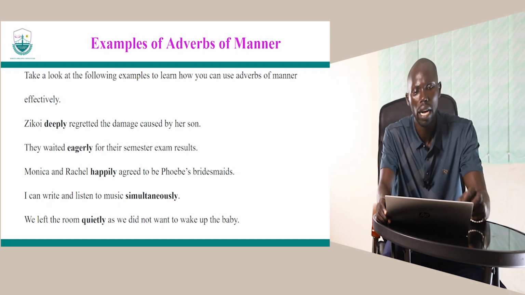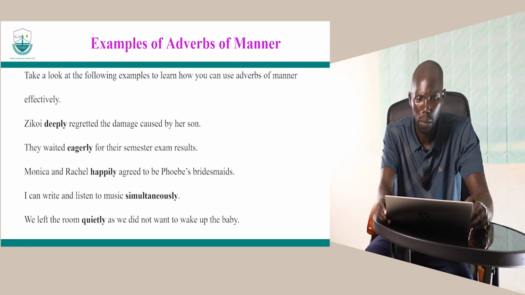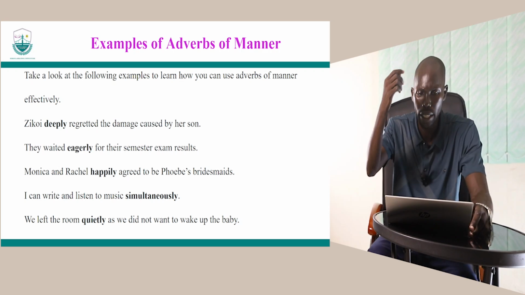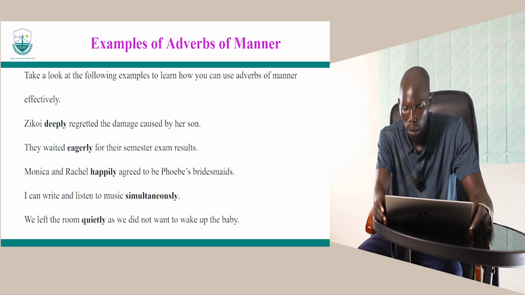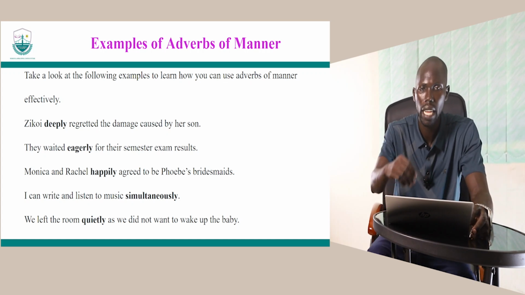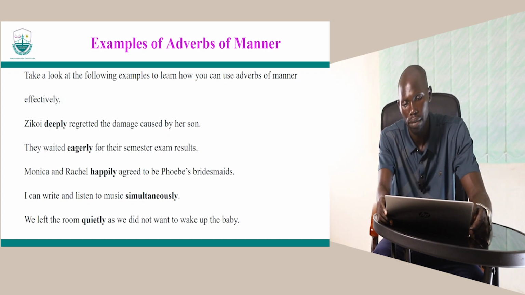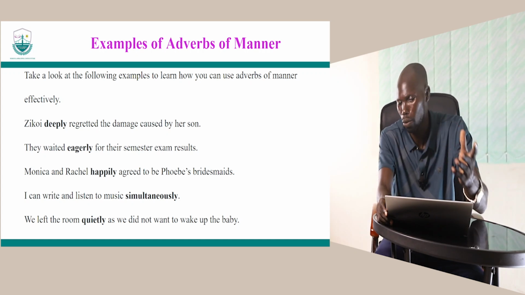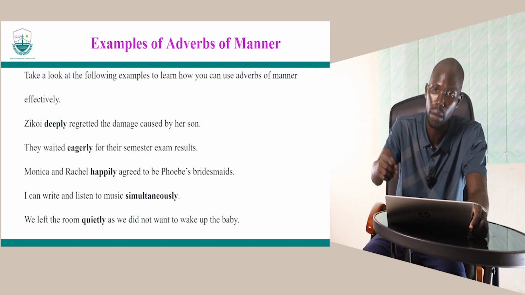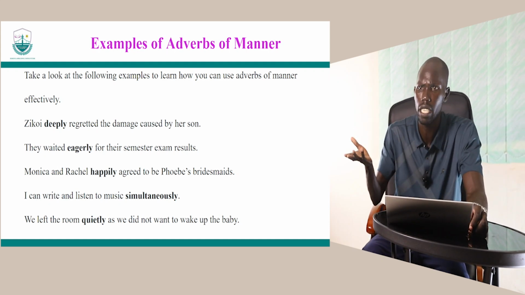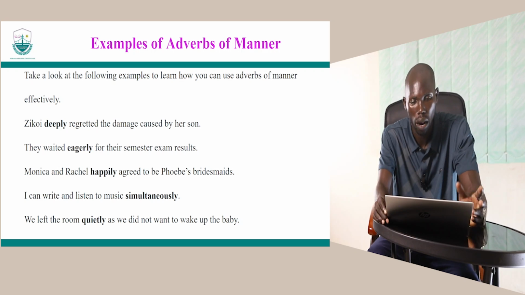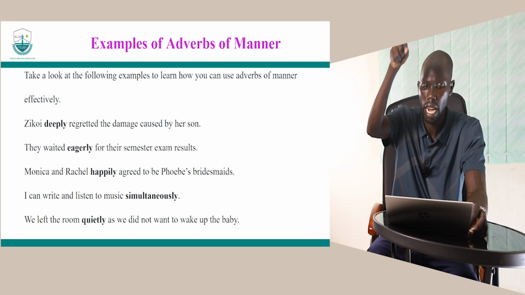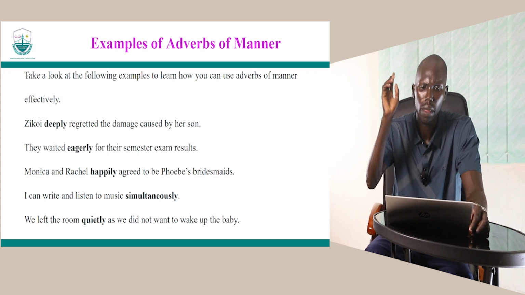Monica and Rachel happily agreed to be Pope's bridesmaids. So in this case, how did Monica and Rachel agree? They agreed happily, not sadly. If it was sadly, then it would be another thing. But even sadly too is an adverb: how they agreed. If they never wanted to, they might agree in such a manner. However, what has been stressed in this given example, the third sentence, says, they agreed happily to be Pope's bridesmaids.